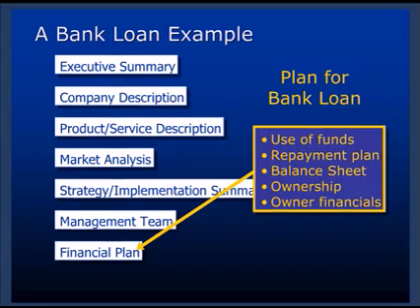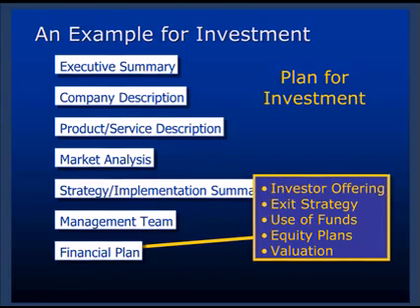We see an example here of the plan accompanying an application for commercial credit or bank loan. That plan should include the use of funds, the repayment plan, proposed balance sheet, ownership details, and personal financial statements for each of the owners of the business. On the other hand, a plan for an investment should have a financial plan that includes an investor offering, exit strategy, use of funds, equity plans showing how the ownership is to be distributed among founders and investors, and valuation.